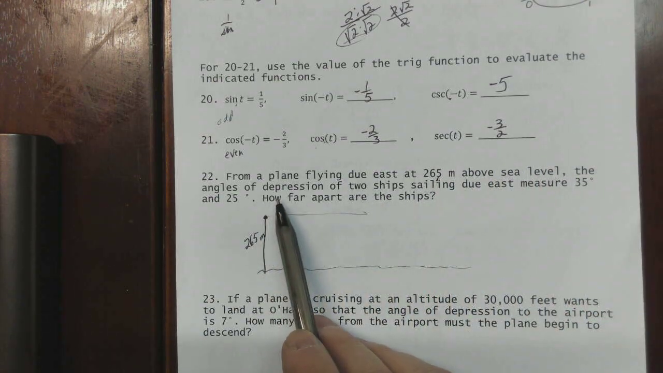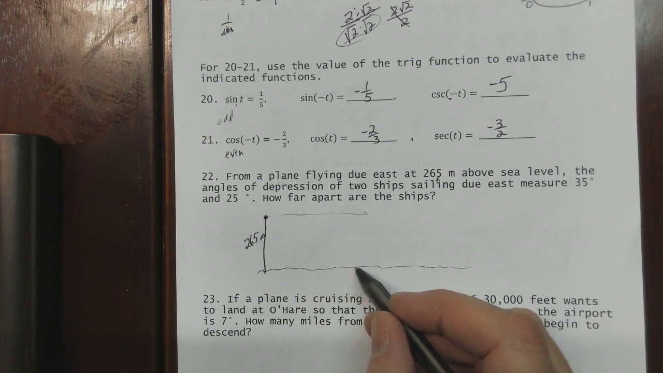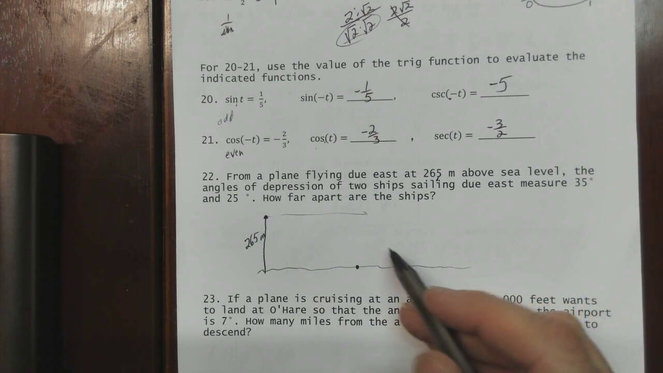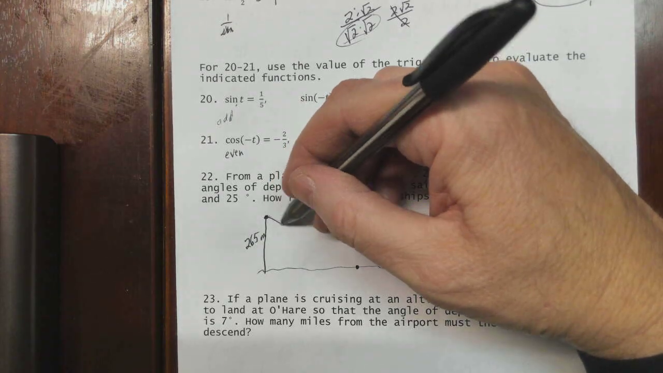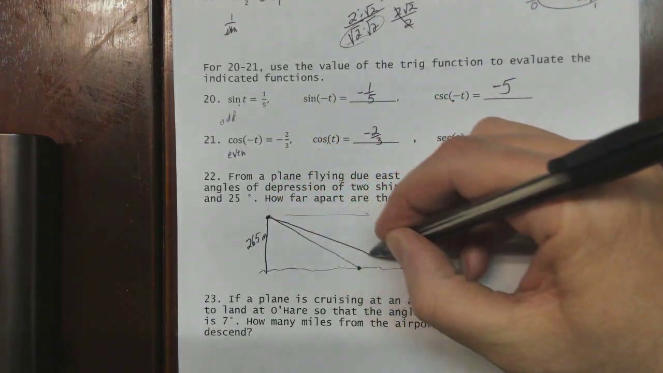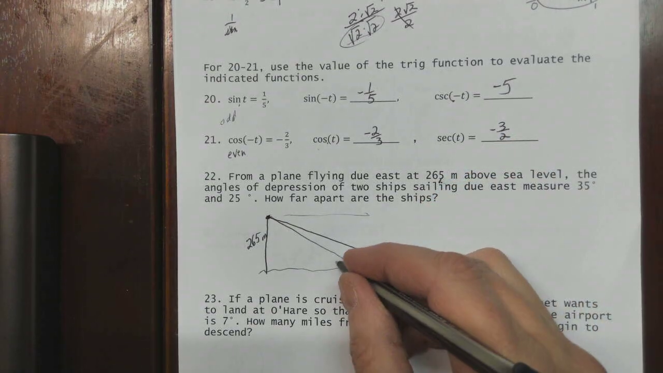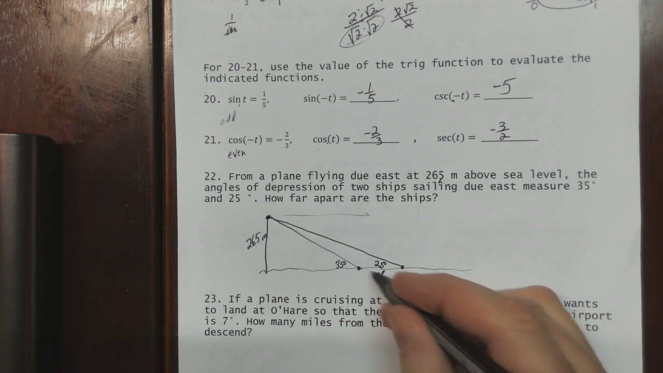The angles of depression of two ships sailing due east, sailing in that direction. Here's one ship, here's another ship. Measure 35 degrees and 25 degrees, and draw these triangles. Make this the 25-degree angle, make this one the 35-degree angle. How far apart are the ships? What's the distance from here to here?